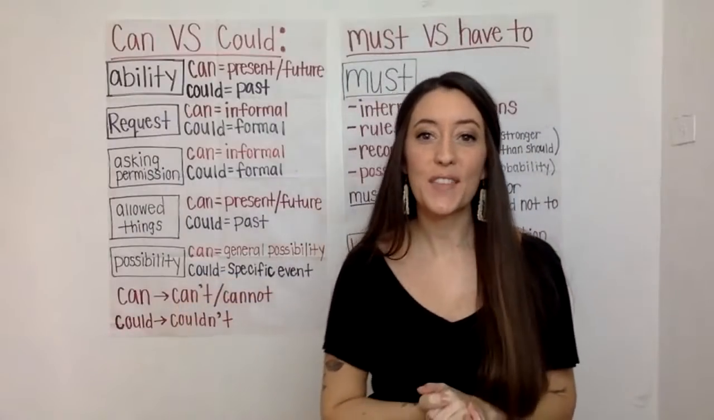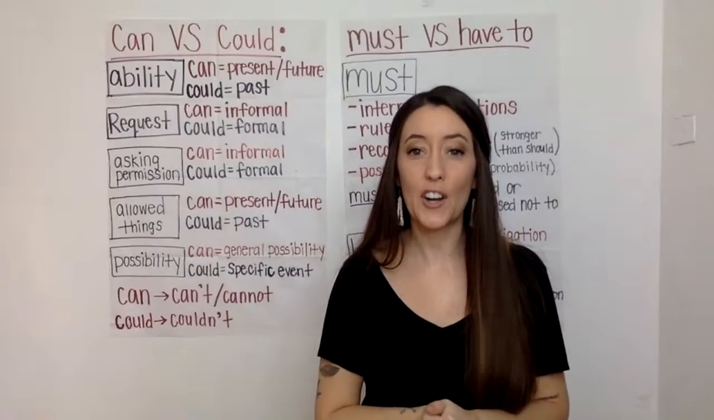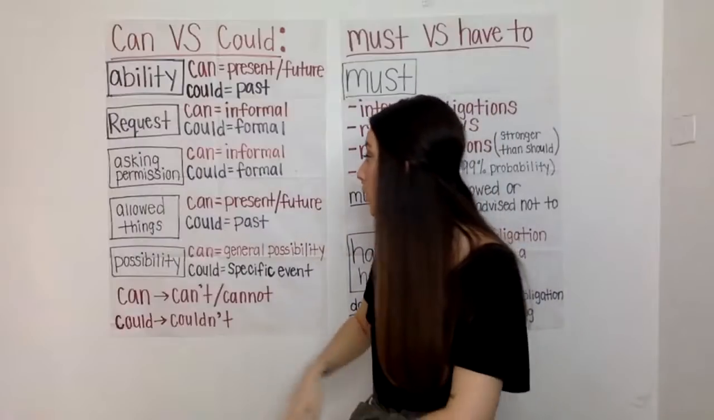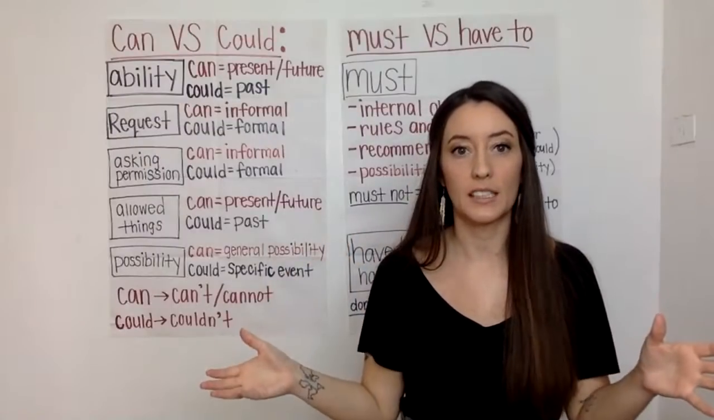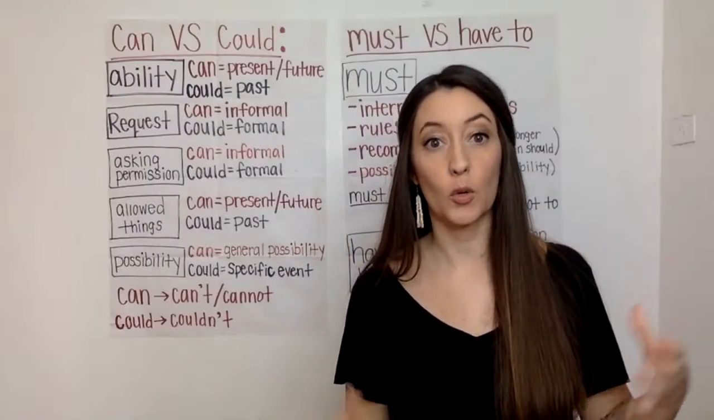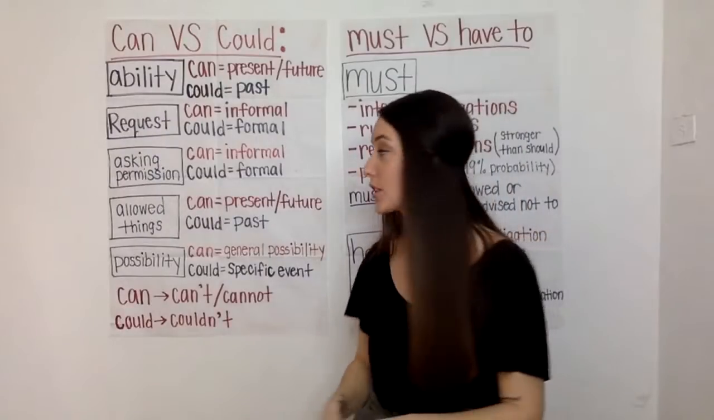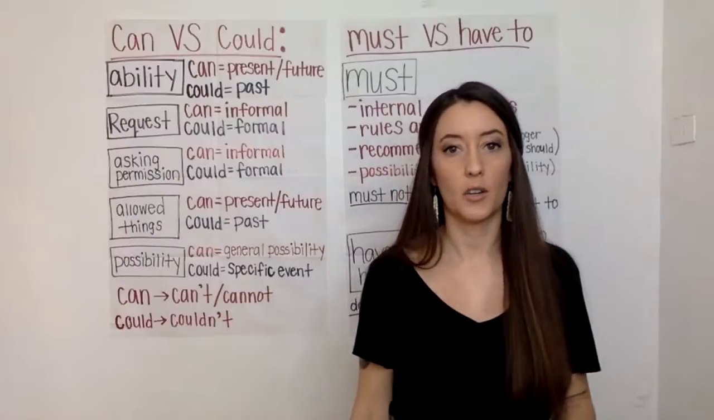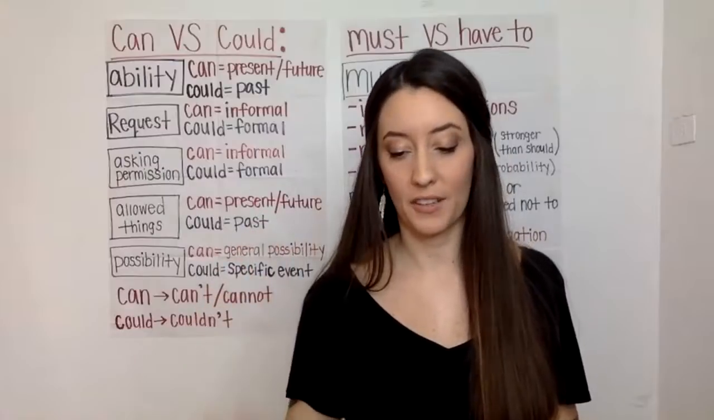All right, moving into our fifth and last way of using can and could, is to talk about possibilities, okay? So when we use can, we're talking about a general possibility, something that happens in general or could possibly happen in general. And when we use could, we're talking about the possibility of a specific event. Okay, so can is for general, could is for something specific.